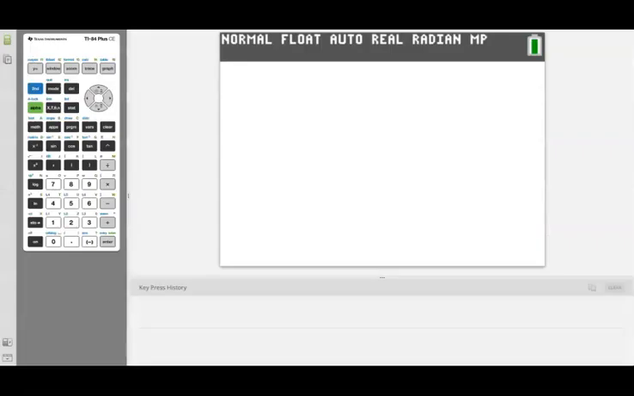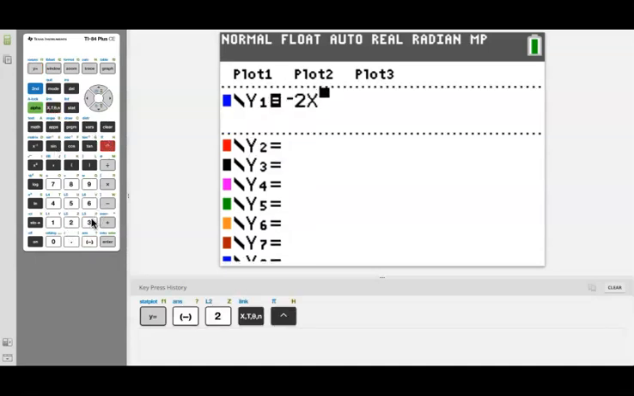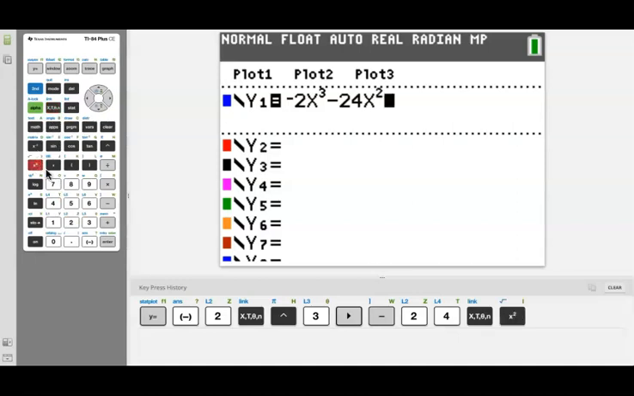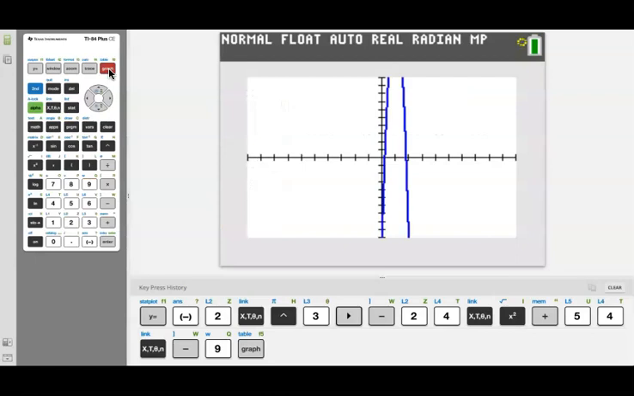If you have a Texas Instruments graphing calculator, to do this same problem we would start by going to the Y= menu on the top left button there and putting in our function. So using the negative button at the beginning, we enter -2x to the third power. Be sure to arrow out of the exponent, minus 24x to the second power plus 54x minus 9.